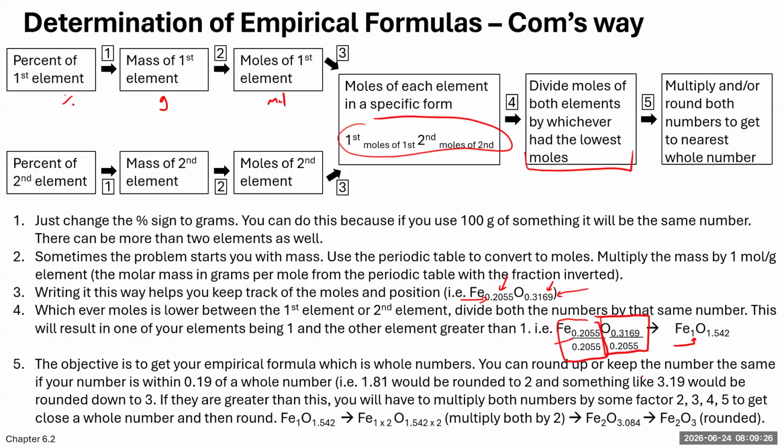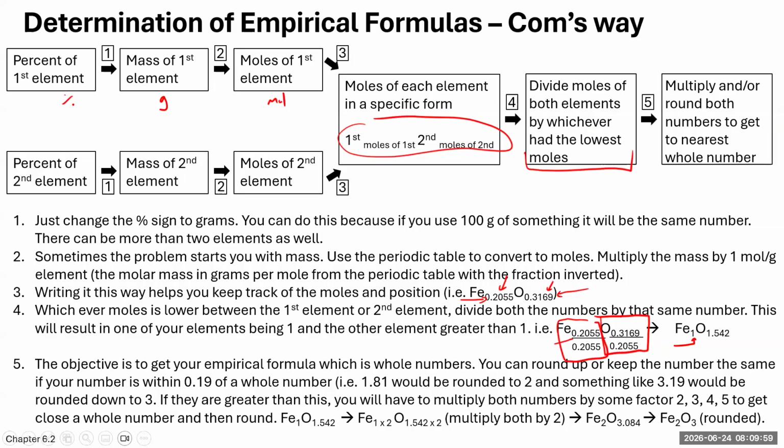So you can round up or keep the number the same if your number is within 0.19 of a whole number. For example, if it's 1.81, that's close enough to 2 where you can just round to 2. Something like 3.19 would be rounded down to 3 because you're close enough to 3. If it's a greater distance from a whole number, you're going to have to multiply both numbers by some factor, 2, 3, 4, 5, to get close to a whole number.